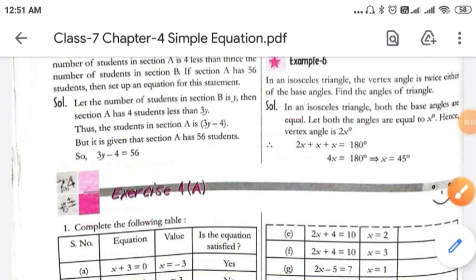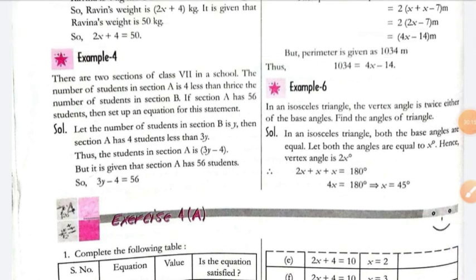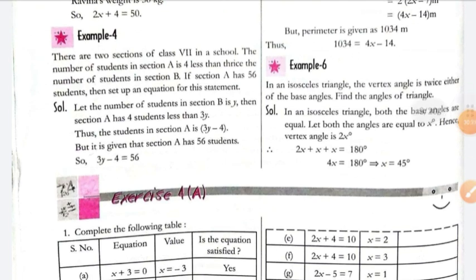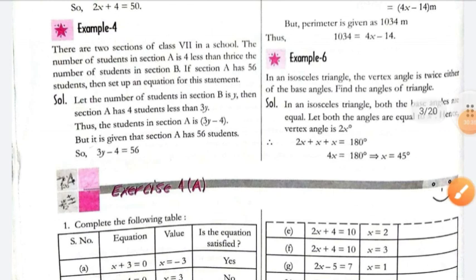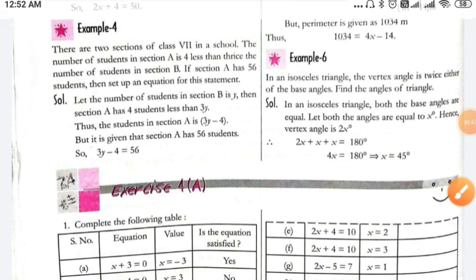So these are the questions related to linear equations in one variable. We can easily convert any statement into simple equations and vice versa. We can also convert any simple equation into a statement. This type of question we have discussed in this chapter. Your homework is to solve all the questions of exercise 4A, which is completely based on the conversion of statements into equations and equations into statements. We will discuss a few more questions of exercise 4A in the next video.